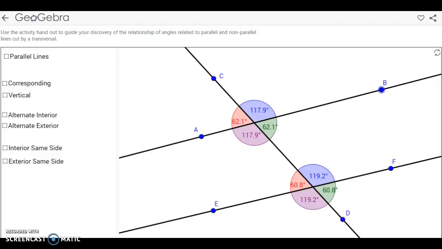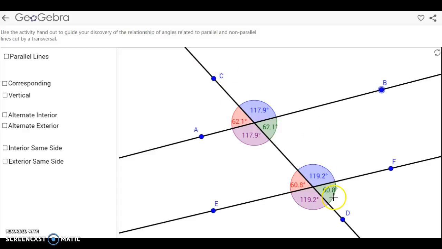In section 9, we're taking a look at defining different types of angles formed when lines intersect, and we're also looking to define what a transversal is. So here we have line AB and line EF. And again, we can't see the whole line. We're just seeing a segment representation of that.